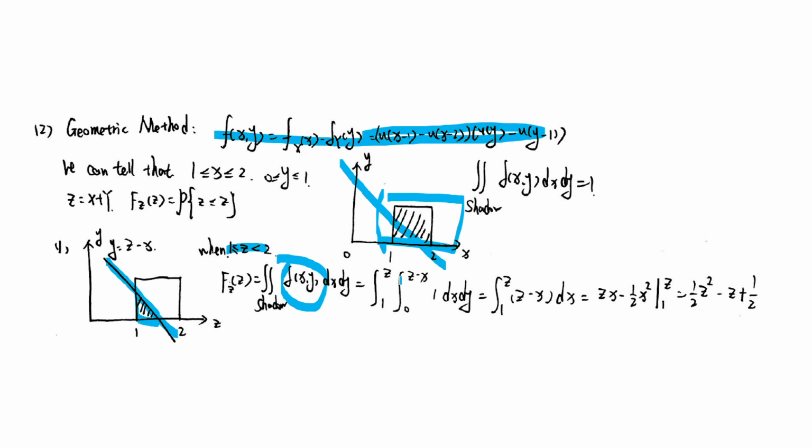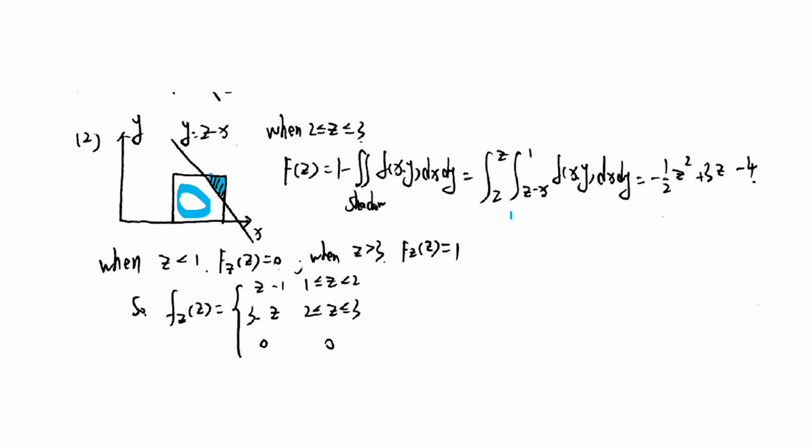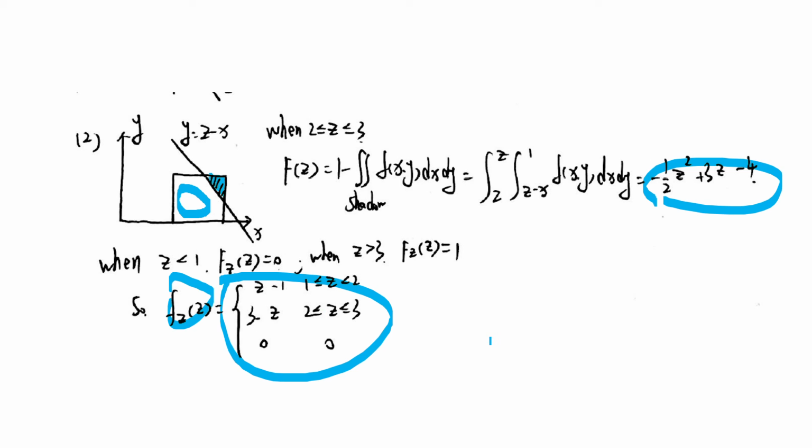So the first circumstance, the F_Z(z) is this, and the second circumstance, the F_Z(z) is this, and then we just need to differentiate the distribution function of z to find f_Z(z) here. So this is my answer here. Thank you.